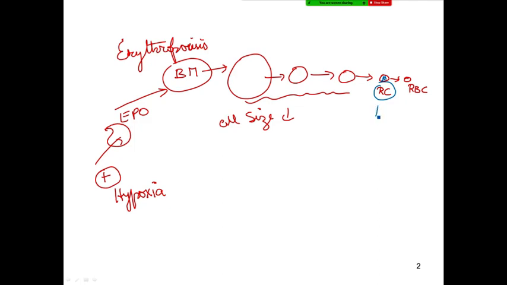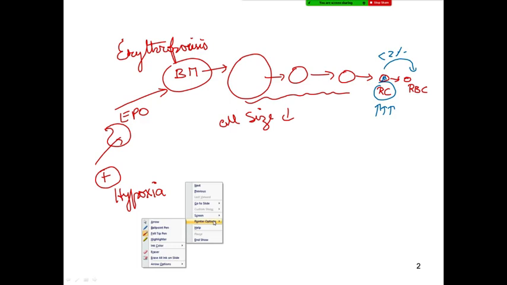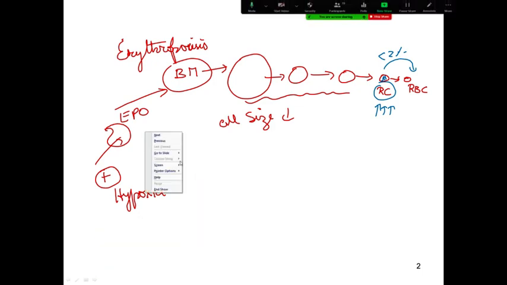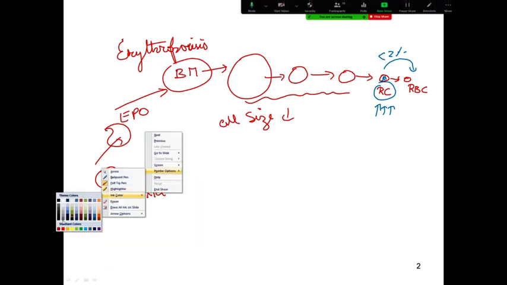Now, in which condition do the majority of reticulocytes get converted to RBCs, as in you and me, right? So our reticulocyte count is less than 2%. In which condition will the reticulocyte count increase? In anemia or acute blood loss. Hemolysis. Okay, hemolysis. Yes, when the body is trying to make more red blood cells to compensate for the loss.